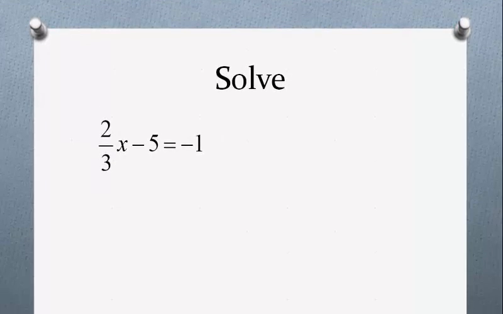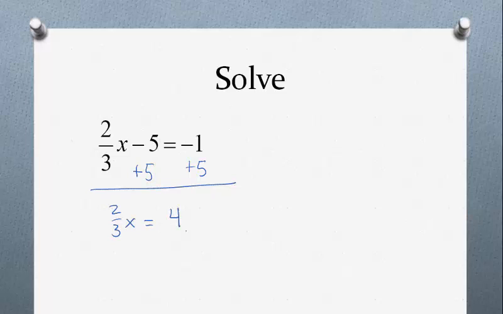Then I have one more, which involves a second term on the left-hand side, and the way we deal with that is the way we've dealt with it in other equations, which is to first get rid of that -5. So I've got 2/3 x minus 5 equals -1. First I want to get rid of this minus 5. So to get rid of a minus 5 on the left side, I have to add 5. So this becomes 2/3 x equals 4.